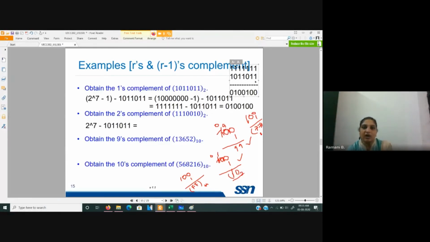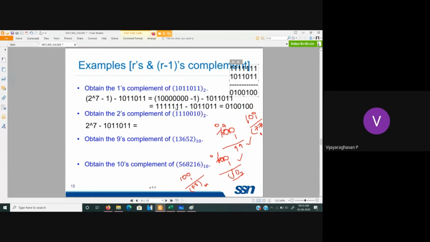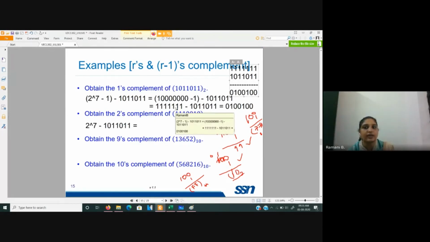So always while performing this operation, you are not going to have a 0 in the topmost thing, or you are never going to perform a 0 minus 1 subtraction over there. Always it is either a 1 minus 0. That is what is going to happen. So that's why after performing the subtraction, you are having this result 0 1 0 0 1 0 0. That is your ones complement of this number.